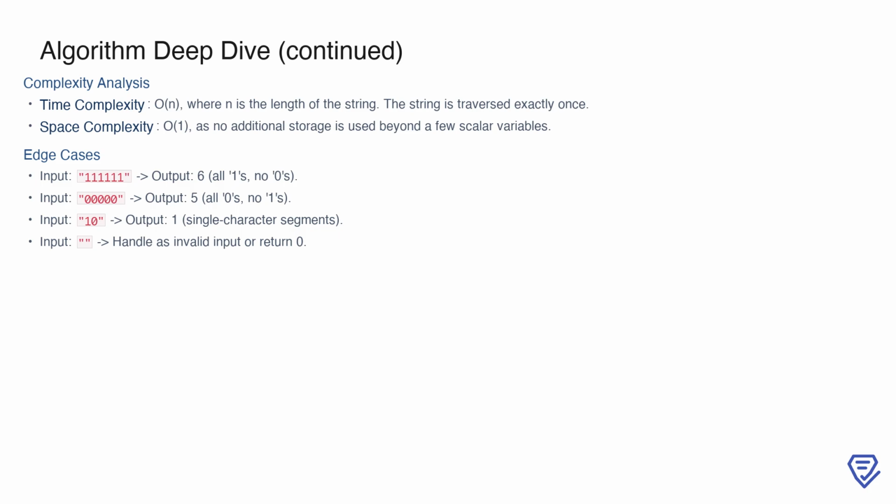For a string of all ones, such as 111111, the output is simply the length of the string, as there are no zeros. Similarly, for a string of all zeros, like 00000, the result is the length of the string. For alternating characters, such as 10, each segment is of length 1, and the result is also 1. Finally, an empty string is addressed during input validation, ensuring the algorithm behaves predictably for all possible inputs.